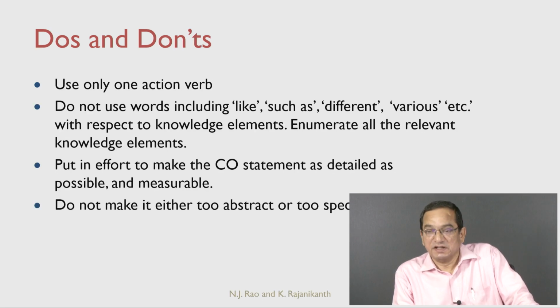Some of the general guidelines, do's and don'ts while writing the course outcomes: use only one action verb. The cognitive process is captured in the action verb, and typically a course outcome will have only one action verb. We saw that occasionally the course outcome might consist of 2 cognitive processes or sub-processes, in which case the outcome statement may have 2 action verbs, but predominantly the outcomes will have only one action verb.